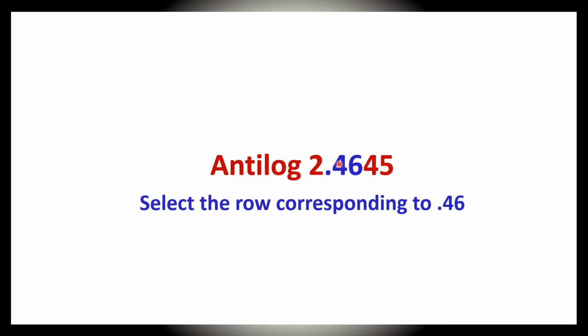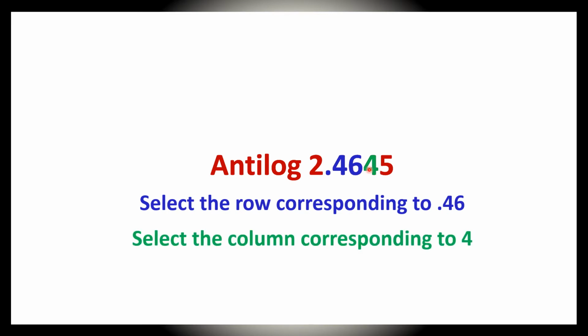First of all, let us take the first two numbers, that is 0.46. So we are going to select the row corresponding to the value 0.46. Then let us move to the next digit, that is 4. So we are going to select the column corresponding to the value of 4. Thus, in the row of 0.46 and column corresponding to 4, we get an anti-log value.